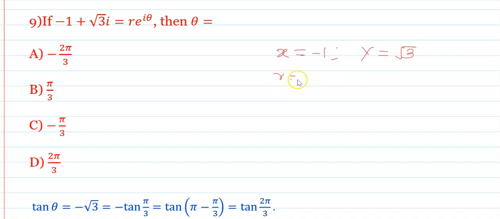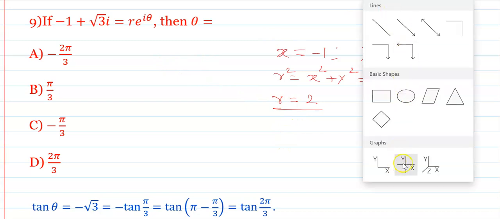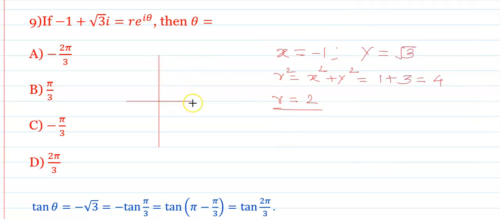What about the r? r is equals to root of x square plus y square. r square is equals to means what? 1 plus 3 that is equals to 4. r square is equals to 4. Therefore, r is equals to 2. The value of r is 2. Now, x is negative and y is positive, and by using our trigonometry, the given point lies in the second quadrant.